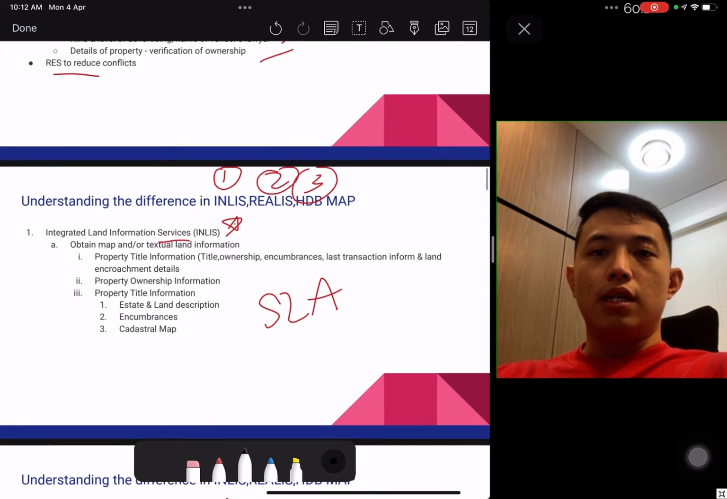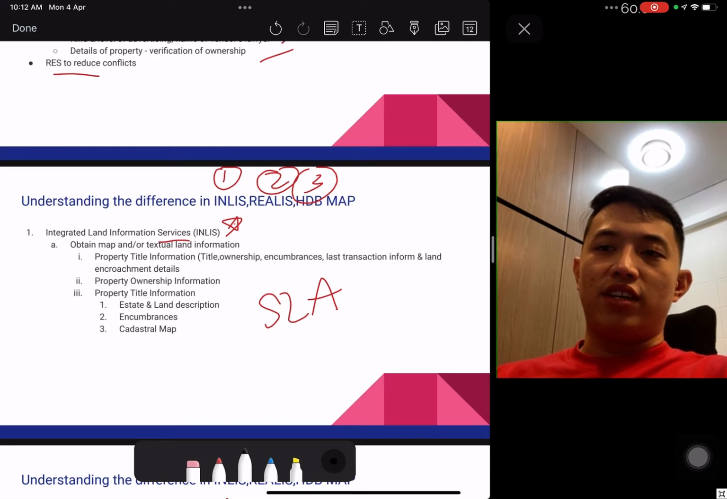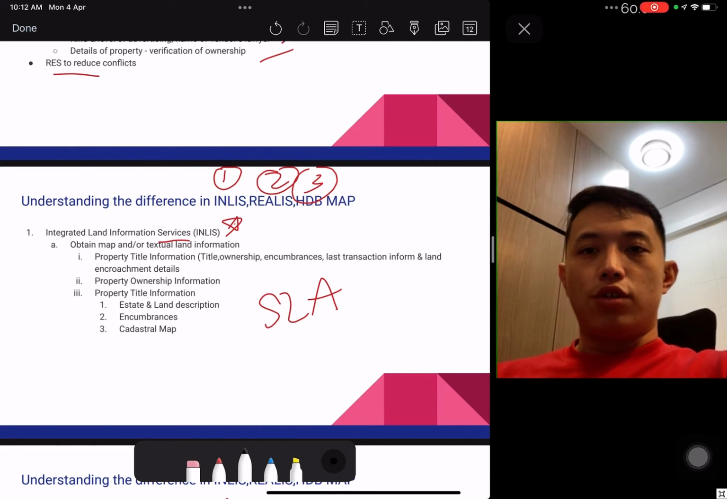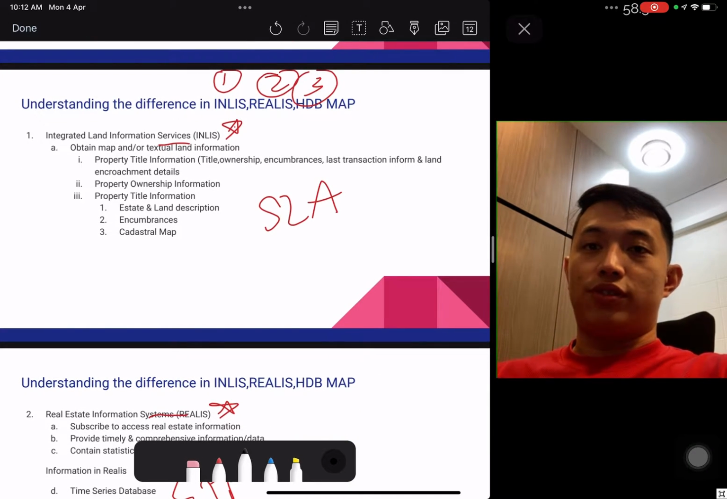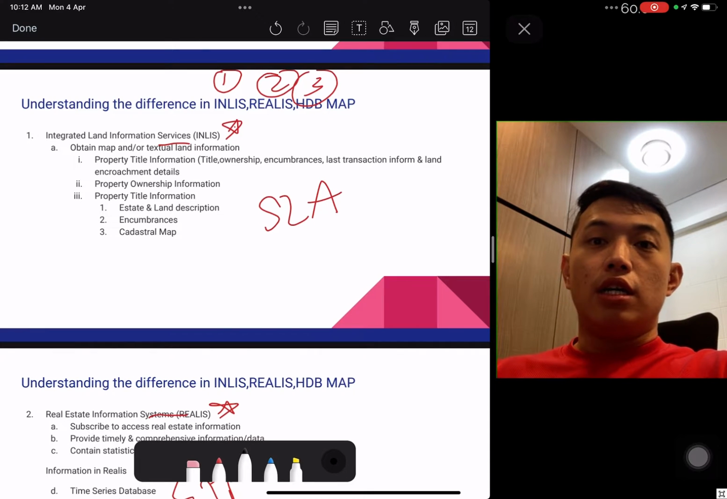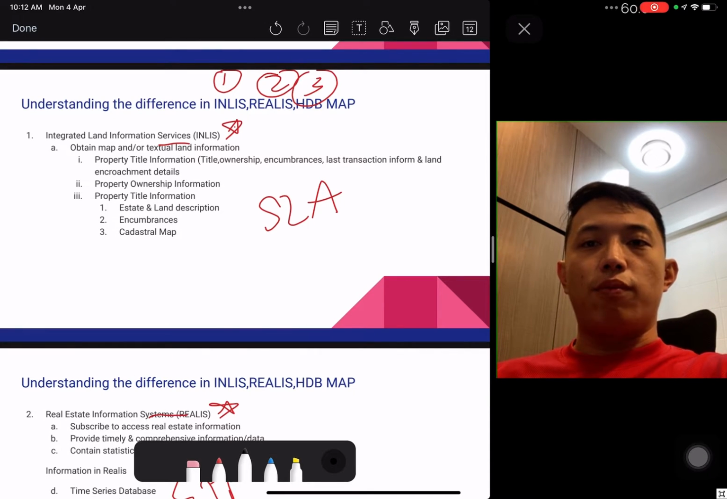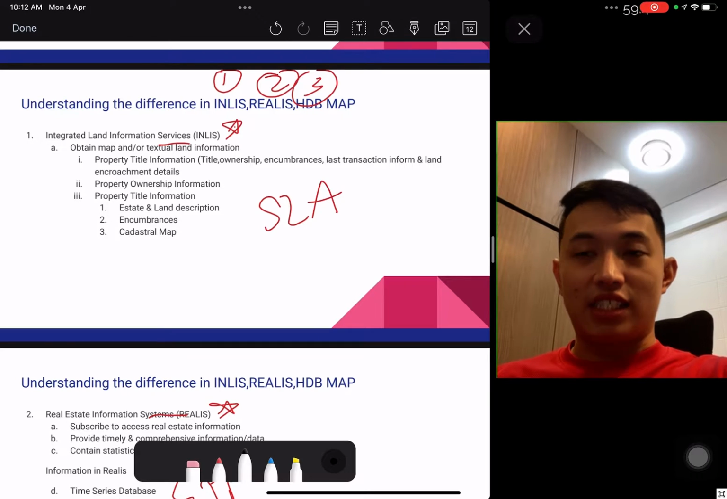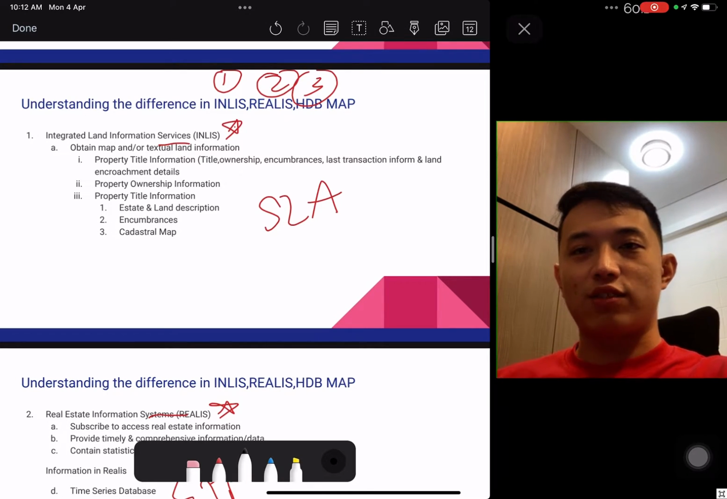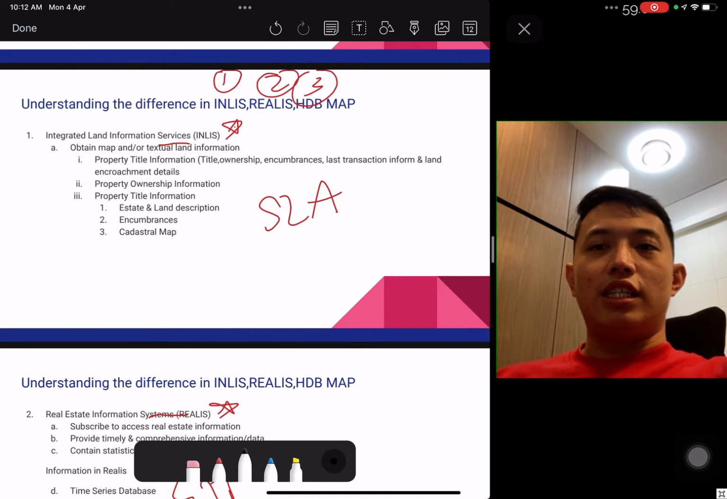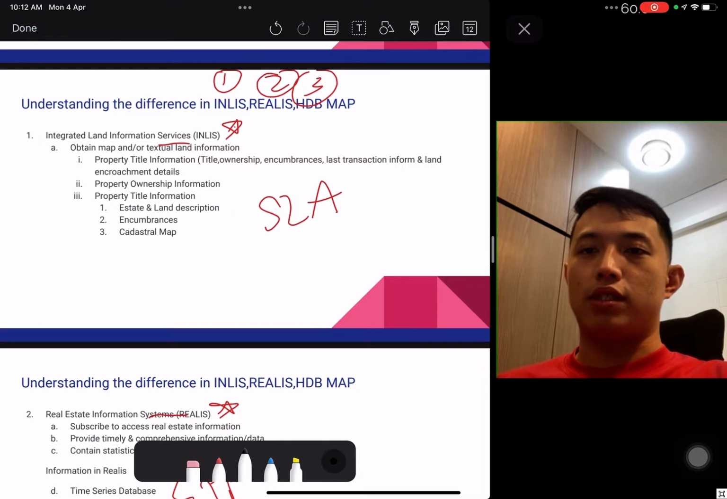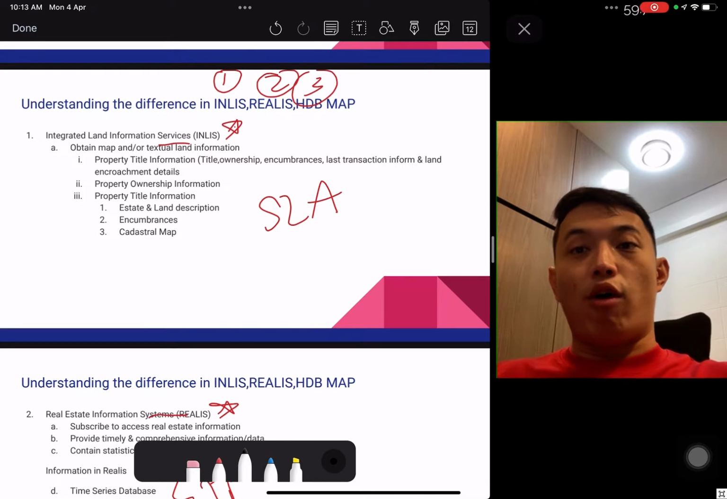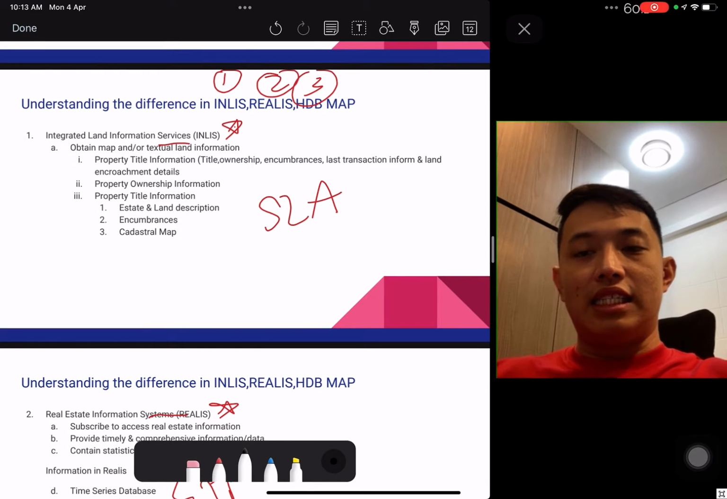Okay, guys. So understanding the difference between IN-LEIS, REALIS, and HDB Maps. So guys, this is actually tested in the actual exam, so you must read for the exam. Even the name of it: INLIS, Integrated Land Information Service. So you're able to get the land information, title information, ownership information, maps, status map, land description, lot numbers. This is from SLA.